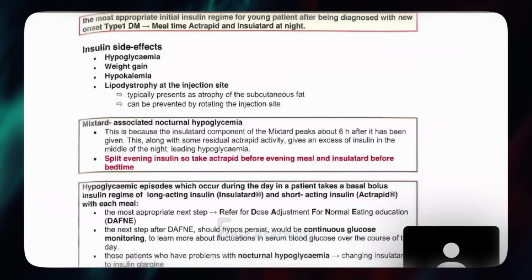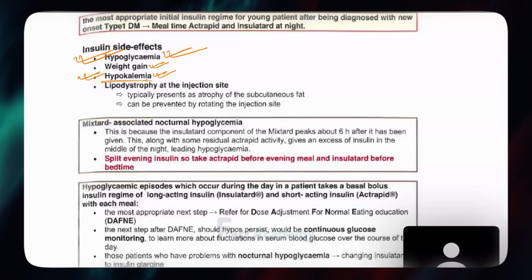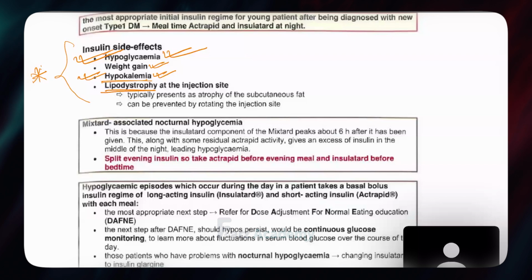So the main side effect of insulin is hypoglycemia. Other than that, strangely, it can cause some weight gain. And of course, hypokalemia. Anybody who has worked with insulin knows we need to monitor the potassium. And of course, if you're repeatedly using the same site, lipodystrophy. All of these are very, very frequently asked in the MRCP exam. Part 1, Part 2, PACES, whichever exam you are giving, it will be asked in your exam.